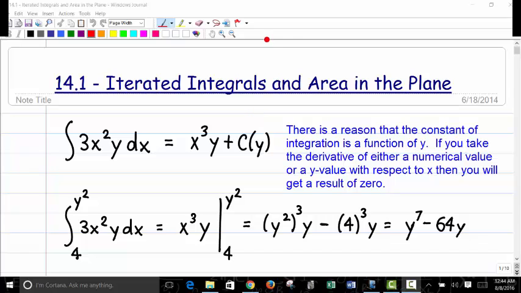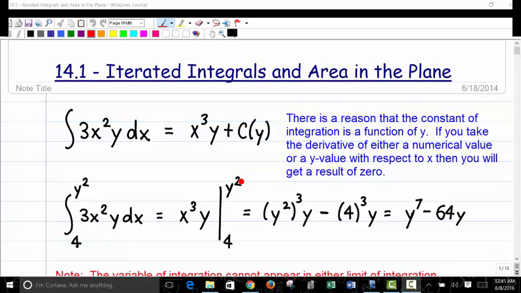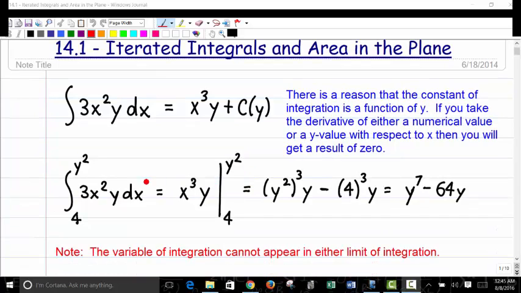And we're not going to be focusing on that much. We're more interested in definite integrals. And let's look at this one, from 4 to y squared. So you integrate that, you get the x cubed y, and you're integrating with respect to x, so that's what you're plugging in for the variable there. So the y squared goes in for the x, makes it y squared cubed, and then put the 4 in there for the x, and you end up with this expression right here, y to the 7th minus 64y.